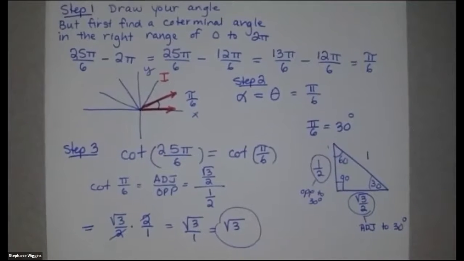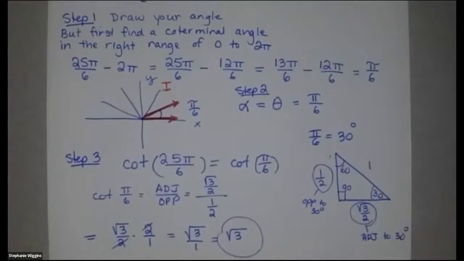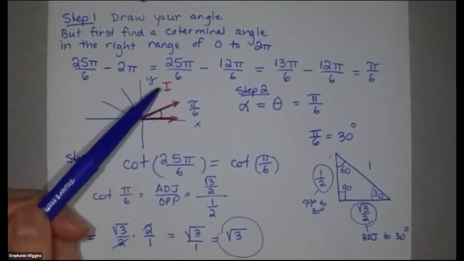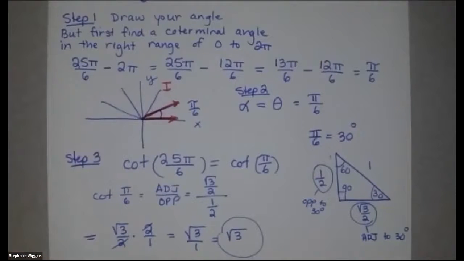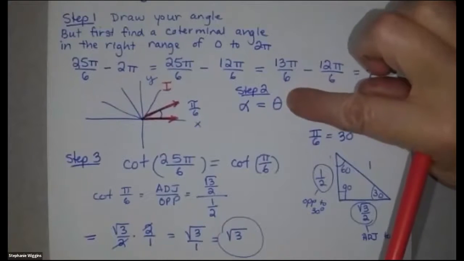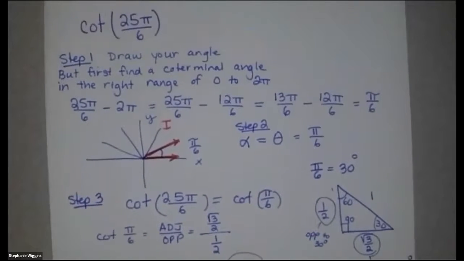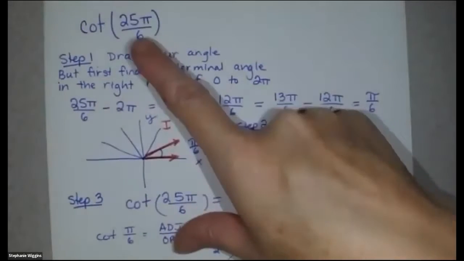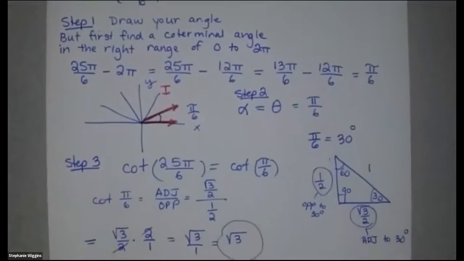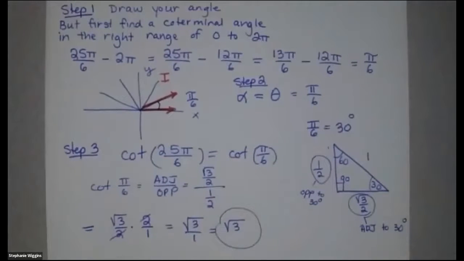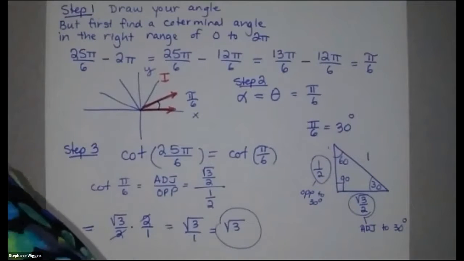Okay. This one was a little bit easier because we were in the first quadrant. Okay, so we didn't have to worry about the sign. It's positive, and the reference angle is equal to your angle. So it was a little bit simpler to do. Any questions on this one? This is cotangent of 25 pi over 6 is the original problem.